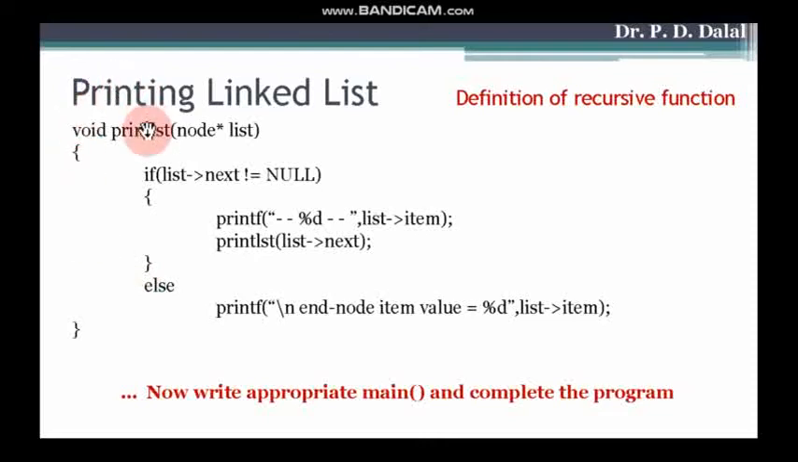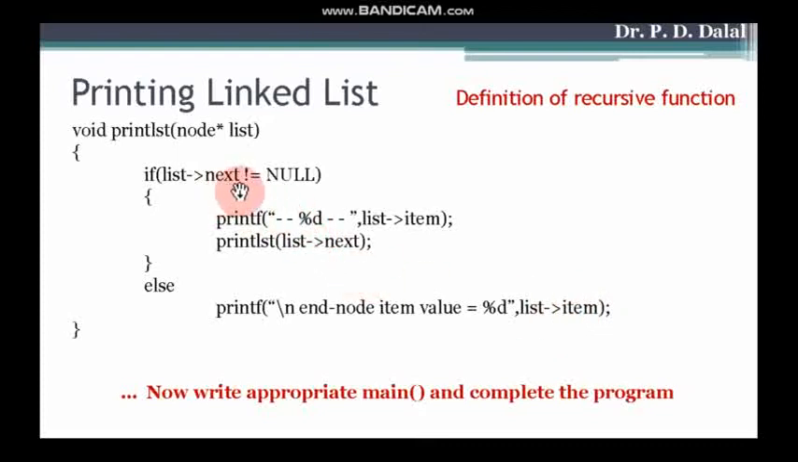So again it will go here. If the second node's next pointer is not equal to null, print that value. Again call the list arrow next, it will print the third node, then it will print the fourth node value, then it will print the fifth and so on. Now when it comes to the end, if list arrow next is not equal to null will be false and it will go in else and it will print end of node item value %d and list arrow item.